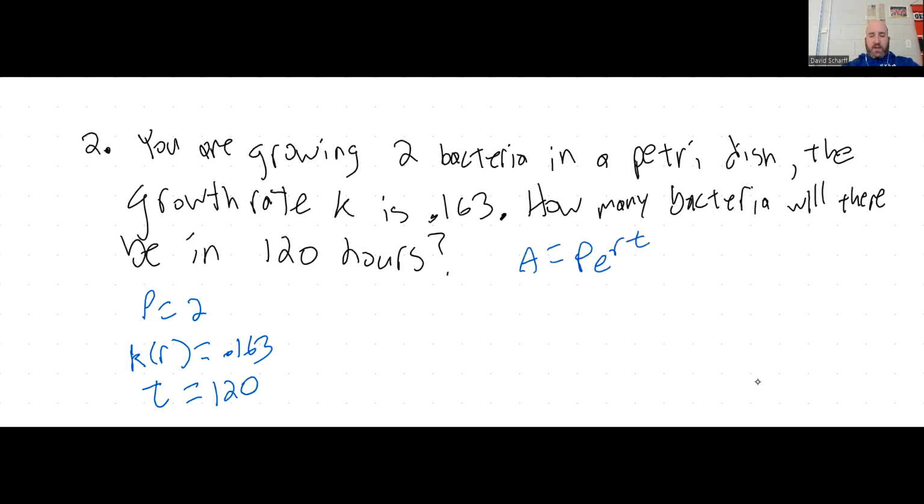Again, you need to fill it in. So 2 times E to the 0.163 times 120. If you need a tutorial again on how to punch it in, go back to that first problem, but I'm not going to waste time showing it on every problem because it's different numbers but the same process. We're going to get E in the same way.